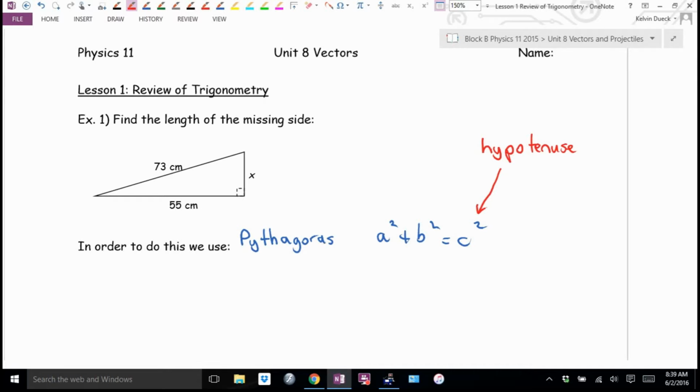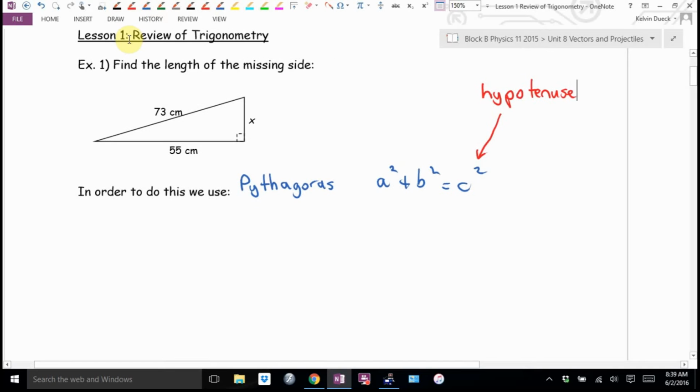In other words, if we solve this question here, what would I write as an equation for this triangle that has a 55, an x, and a 73? What squared plus what squared equals what squared? It's Math 8, people. Wake up. 55 squared. There we go. 55 squared plus x squared equals 73 squared.